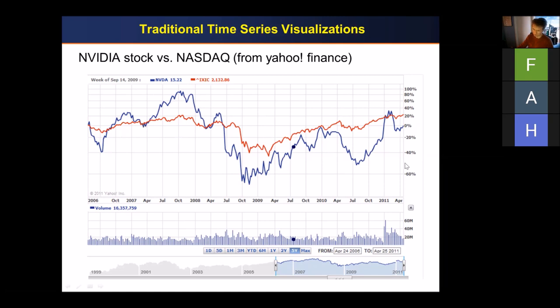So this is a typical time series, right? As I told you before, time series is something that is very commonly visualized. You know, with COVID-19, almost all those plots look at the development of the death rate and the infected ones over time, right? So time is always something that people are interested in. And here's the NVIDIA stock or the NASDAQ.